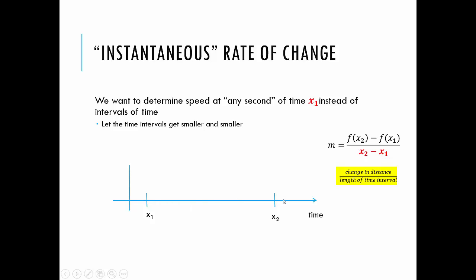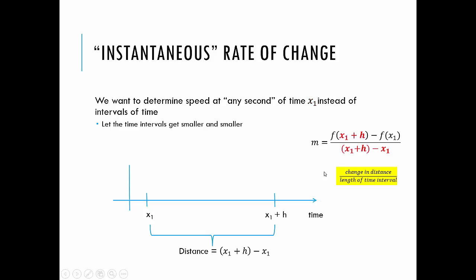So my distance here, as you can see, would be my x2 minus x1, and then evaluating both of these points would be my numerator, my distance. I'm sorry, I think I said my distance was the bottom. Scratch that. The bottom is the actual time interval. Well, what I would like to do is say, what if I let this distance from x1 to whatever this point is, what if I let that equal a distance of h? I just call it h. That's my distance.